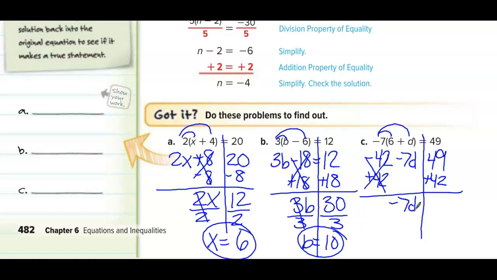49 plus 42 is 91. Since negative 7 and d are multiplied, I do the opposite operation, which is division. So I divide by negative 7, divide by negative 7. A positive divided by a negative is a negative. And 91 divided by 7 is 13. So your answer is negative 13.